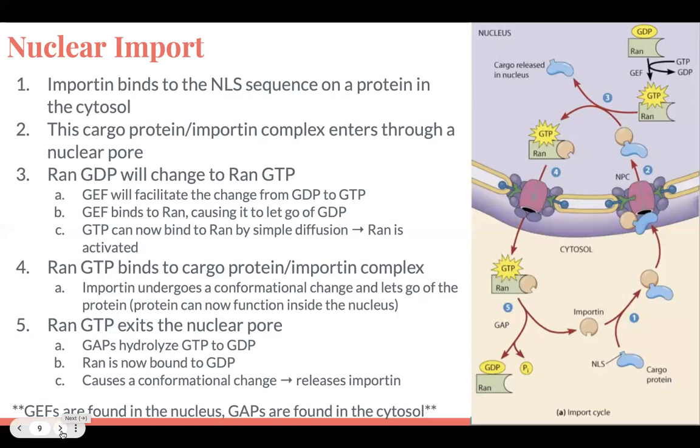And a little tip is GEFs are usually found inside the nucleus and GAPs are found in the cytosol. So that's a good rule of thumb to remember. GEFs are found in the nucleus, GAPs are found in the cytosol. And if a question asks about them being somewhere they're not supposed to be, make sure you know the difference of what they do in each place. Is this confusing or any questions about this pathway? No? Okay.